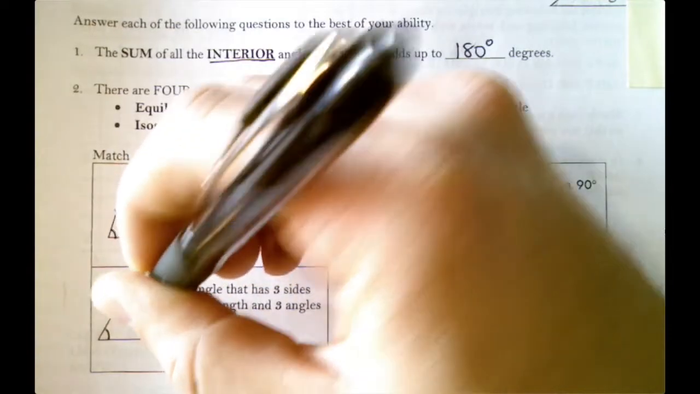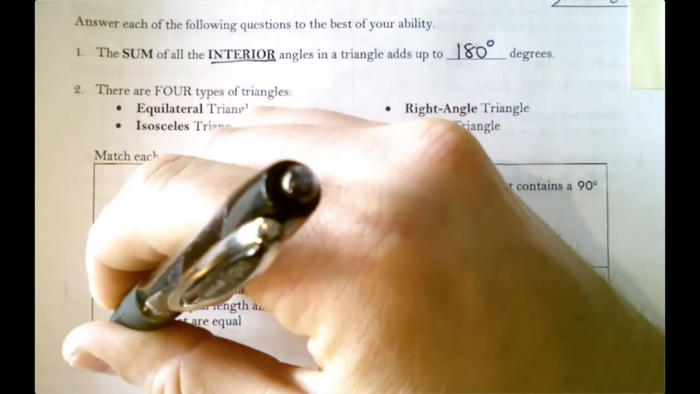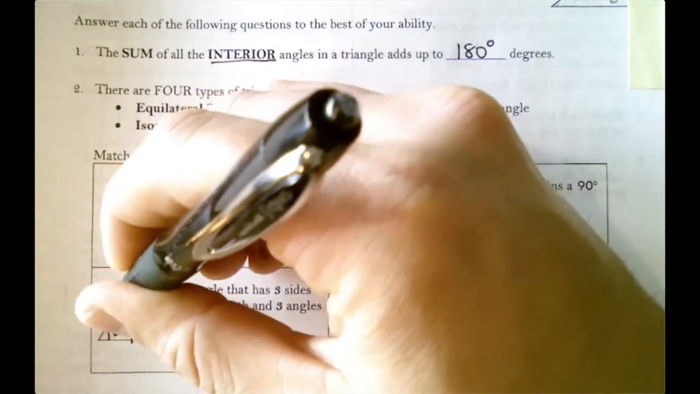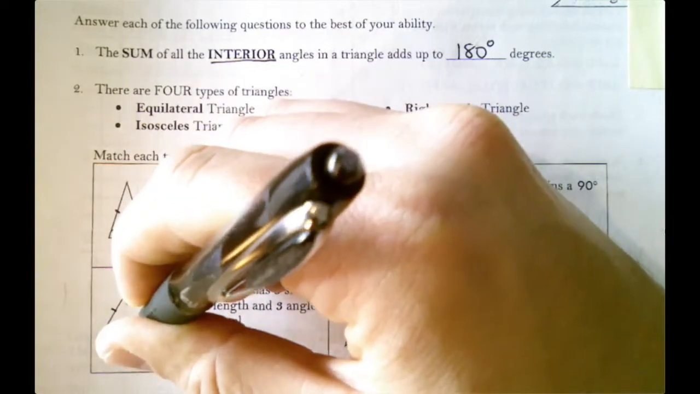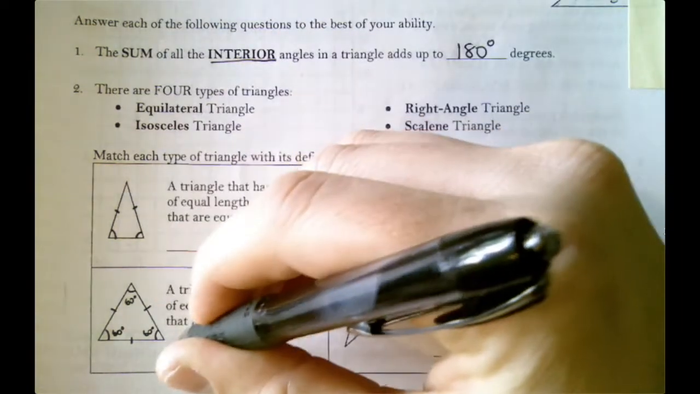which means all three sides would be equal. If all three angles are equal, we actually know the angles. The only way that you can have three angles add to 180, if they're all equal, is if they're 60. 60, 60, 60. This type of triangle is called an equilateral triangle.